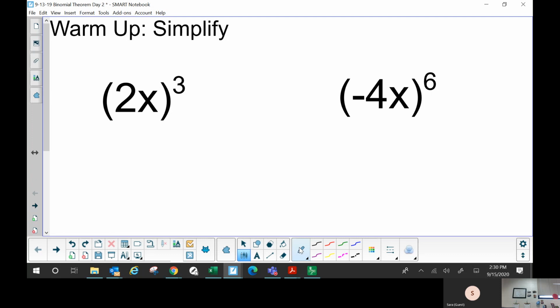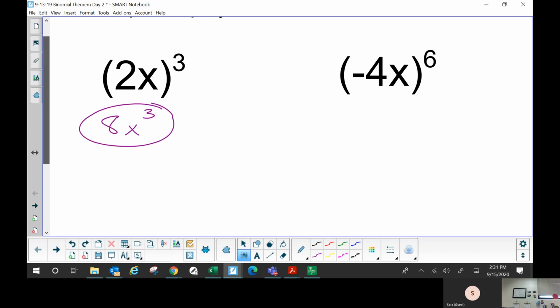So what is (2x) cubed? 8x cubed. Yeah, so we have to take 2 and multiply it by itself 3 times. So 2 cubed is 8. x cubed is just x cubed.